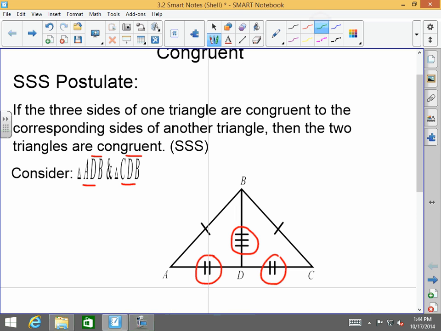And last but not least, AB and CB correspond to each other and they are also congruent according to the figure. So we have 3 sides of one triangle, being ADB, congruent to the corresponding sides of another triangle, being in this case CDB, so that makes both triangles congruent. Side, side, side. The SSS postulate.